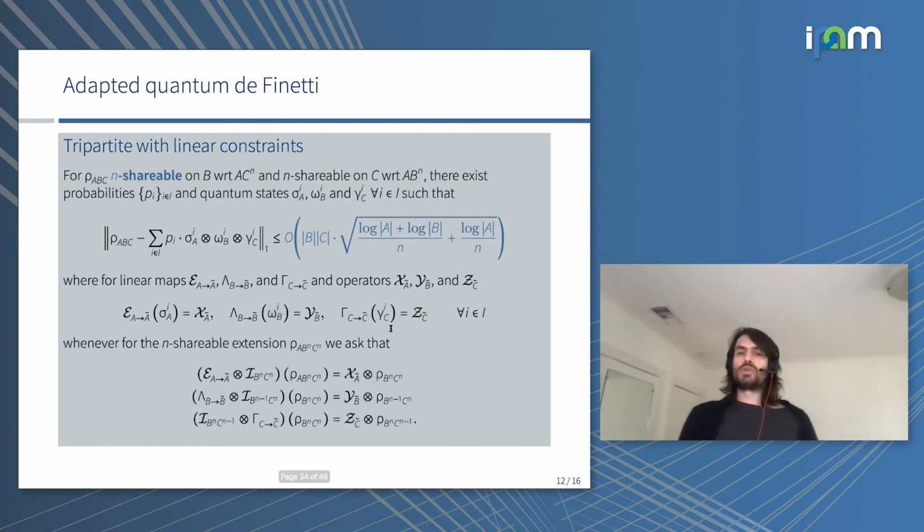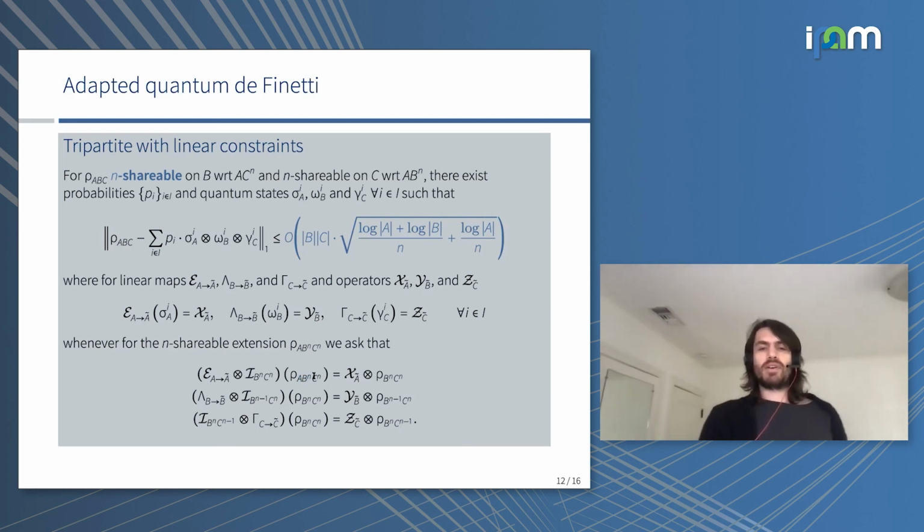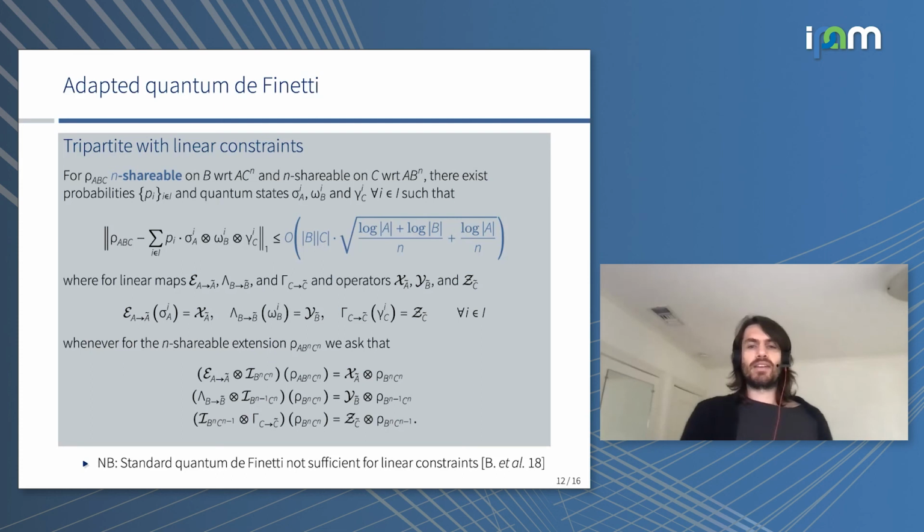The way to do this is that we have to ask some constraints on this n-shared version of the state. The details are not important here. Let me just say that you cannot just use a normal Finetti theorem or a normal multipartite Finetti theorem. You really have to think about these linear constraints and how you incorporate them.